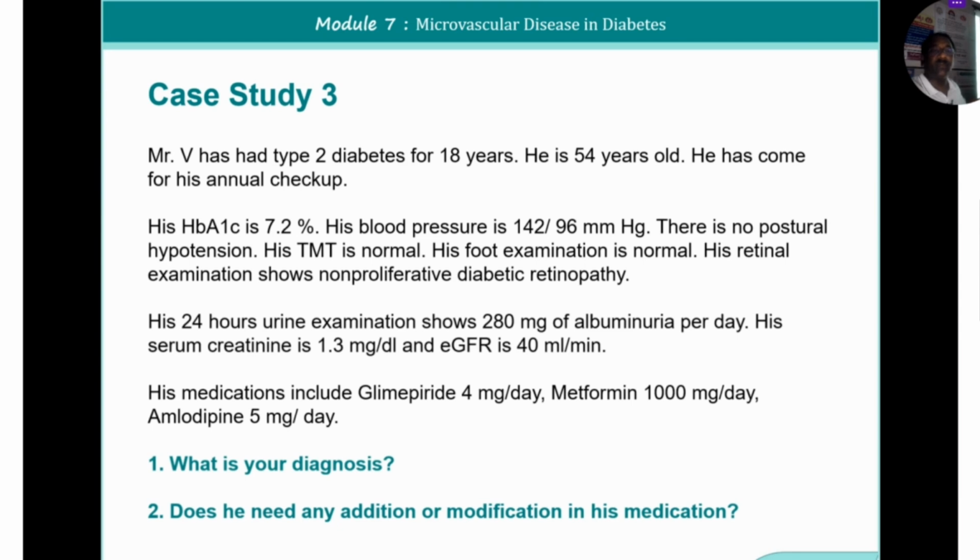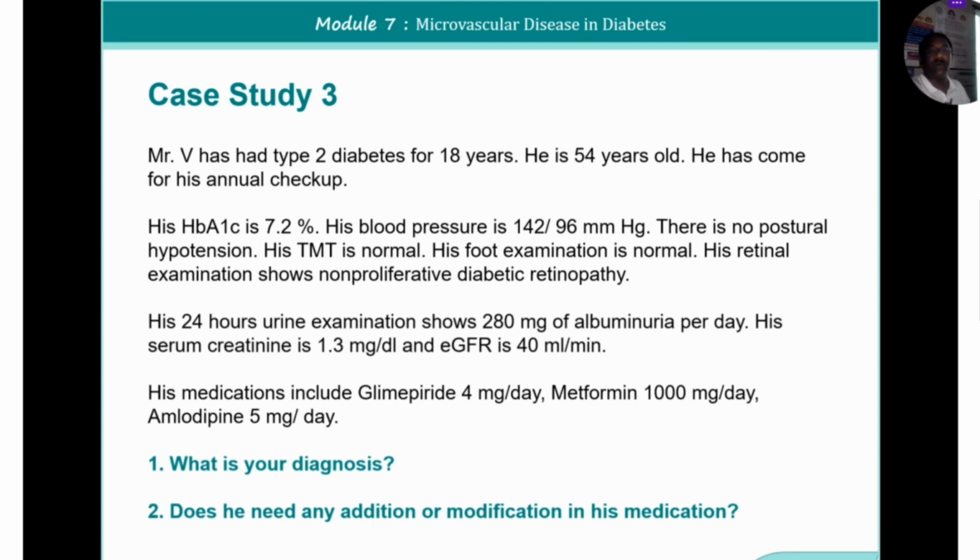So the creatinine is 1.3 and GFR is 40. So GFR 40 means what is the stage? Stage 3. 3 is 30 to 60. 3B, you are right, 3B. Okay, 45 to 60 is A, 30 to 45 is B, so 3B. So that is your working diagnosis.